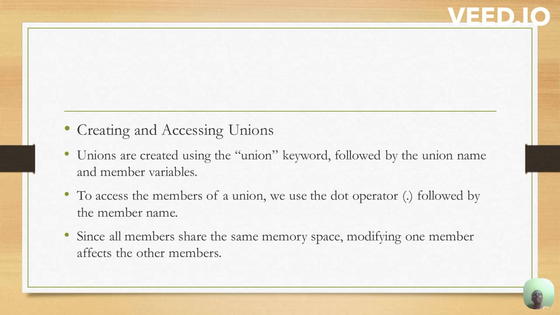Next, we will see creating and accessing a union. Unions are created by using the union keyword, followed by the union name and member variables. To access a member of a union, we use the dot operator, the same as used in a structure, followed by the member name. Since all the members share the same memory space, modifying one member affects the other members.